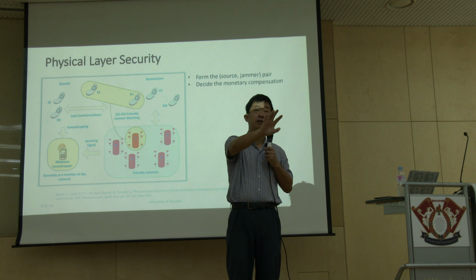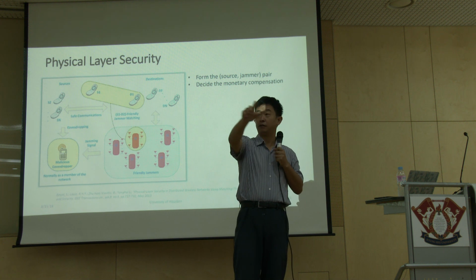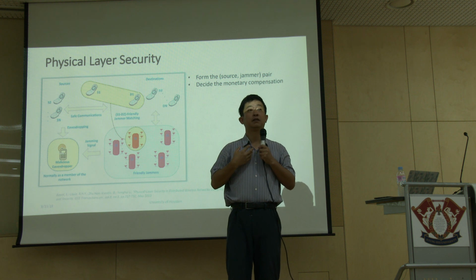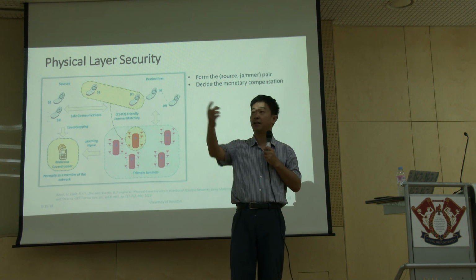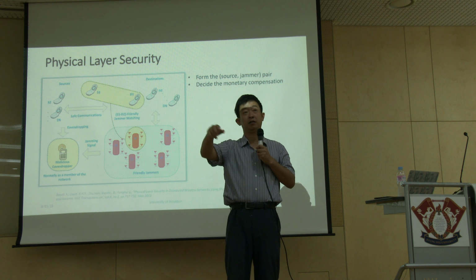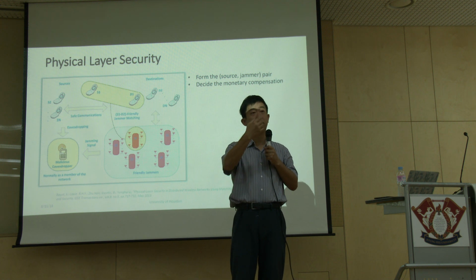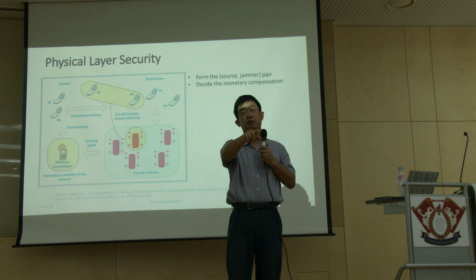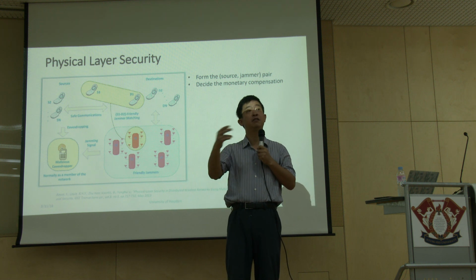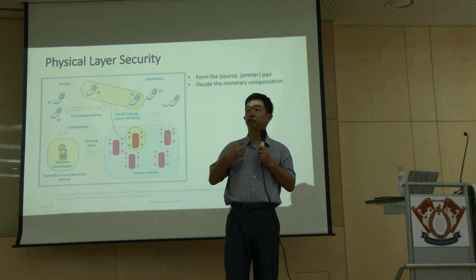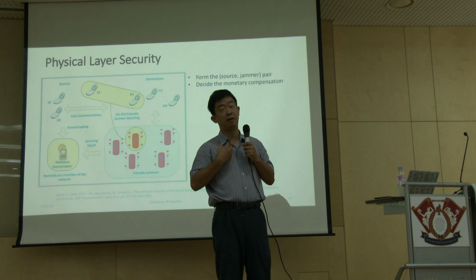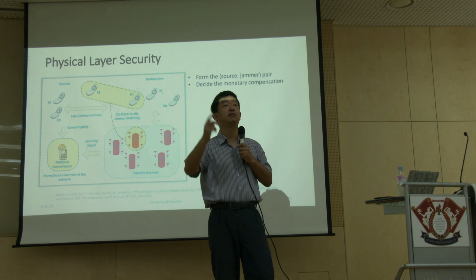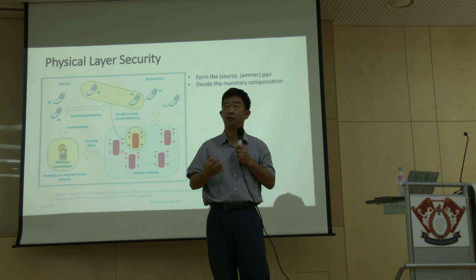Even though they are the jammer in the information, it also affects the destination. But the capacity from the source to the destination will degrade, and the capacity from the source to the eavesdropper will degrade much faster because of the jammer. So in this case, the secrecy capacity, which is equal to the capacity from the source to the destination minus the capacity from the source to the eavesdropper, will increase. So this is the basic idea why we want to hire the jammer.